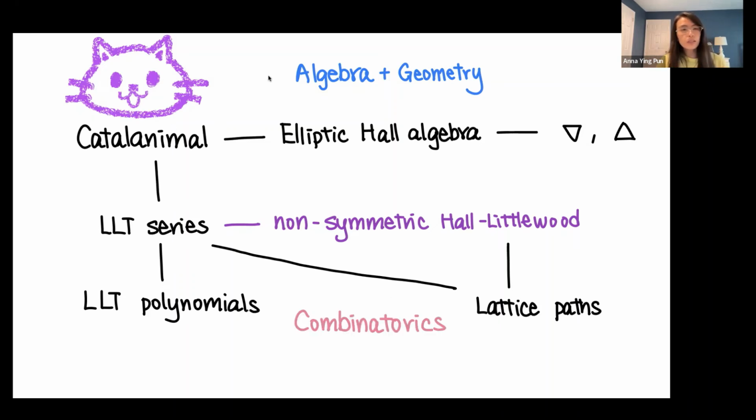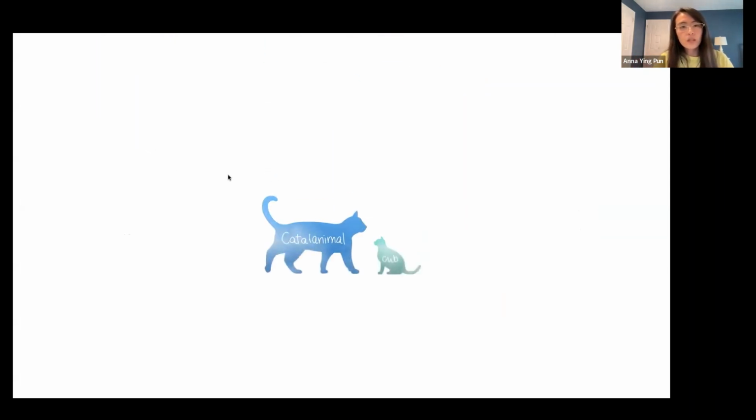So now you can see that this CAT and animal becomes the medium to link algebra and geometry to the combinatorics. It's basically going back to what I said, in algebraic combinatorics we always want to link these two worlds together, and CAT and animal actually serve that purpose.